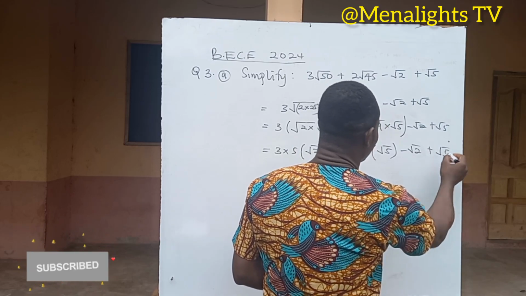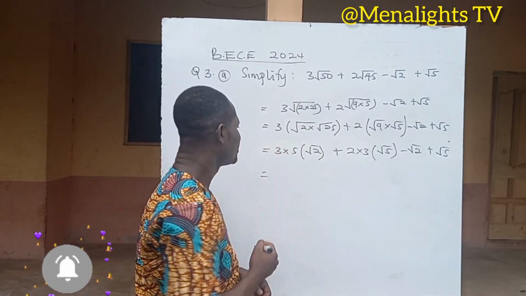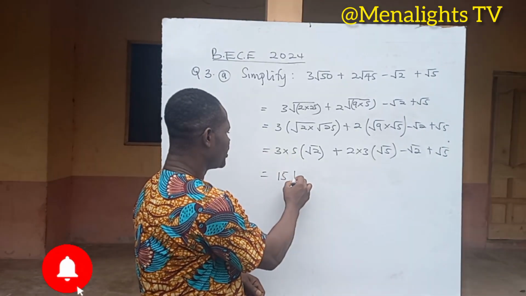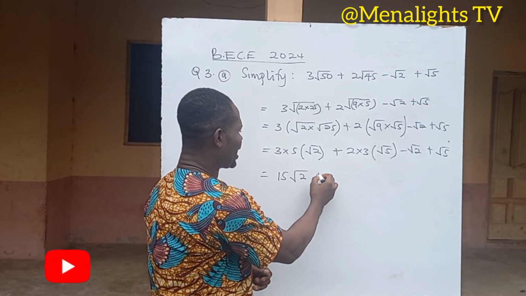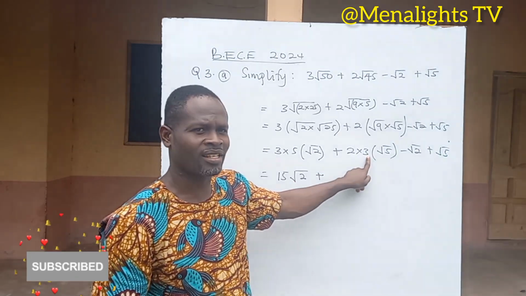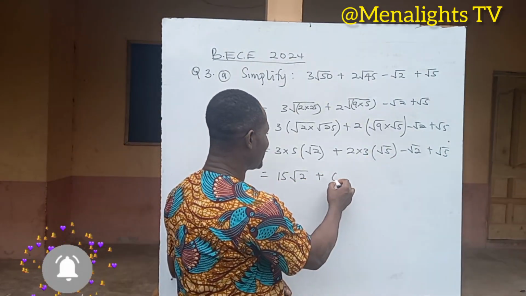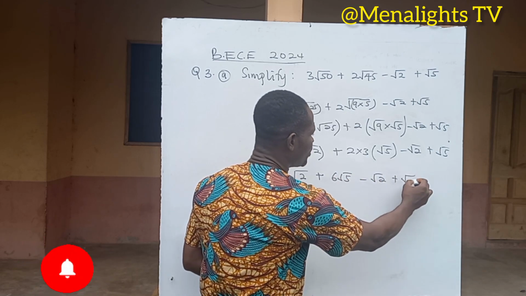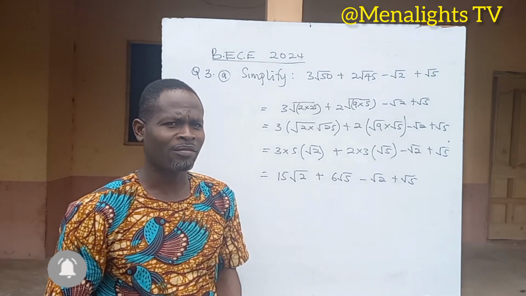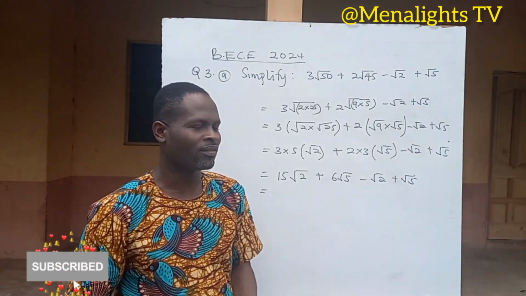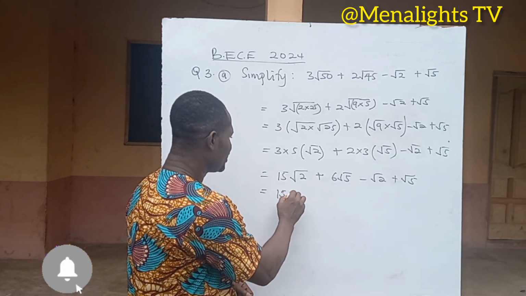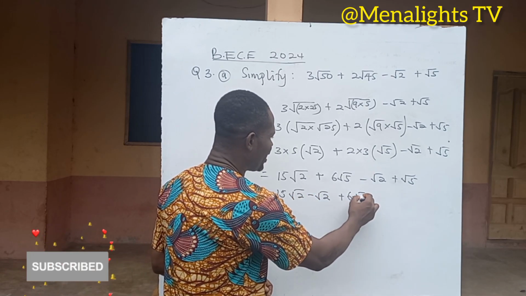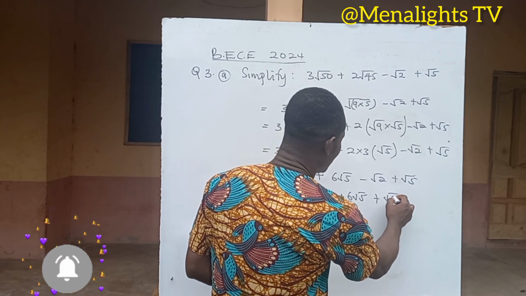So from there, the 3 will multiply the 5 here, will give us 15, the root of 2. Then plus the 2 times 3 will give us 6. 6 the root of what? 5. So 6 root 5. Then minus root 2 plus root 5. So from here, what we have to do is group like terms together. So we have 15, the root of 2 minus root 2, plus 6 root 5 plus root of 5.